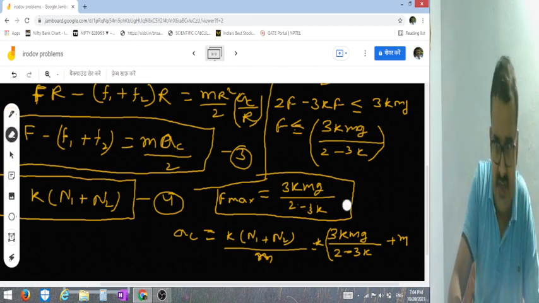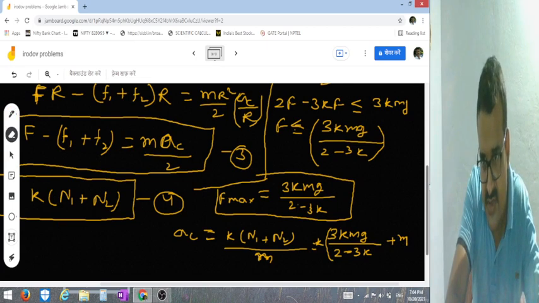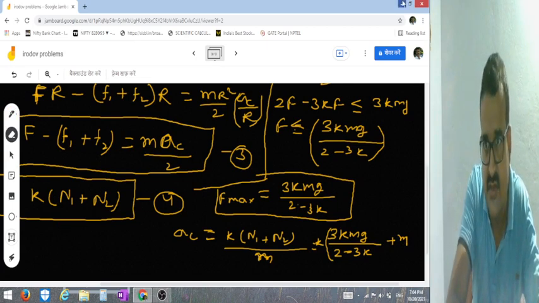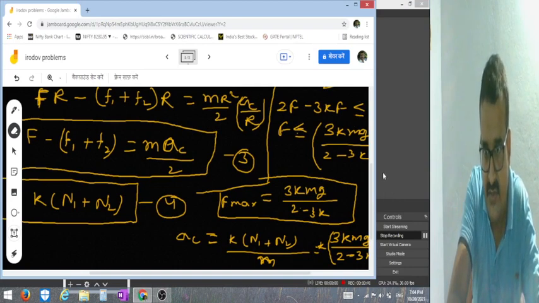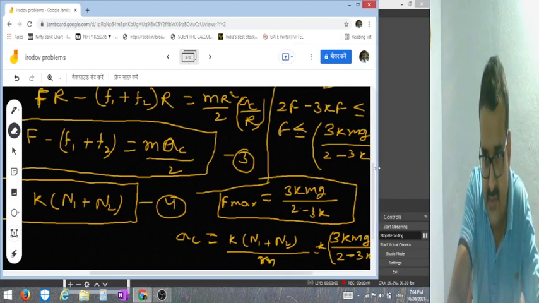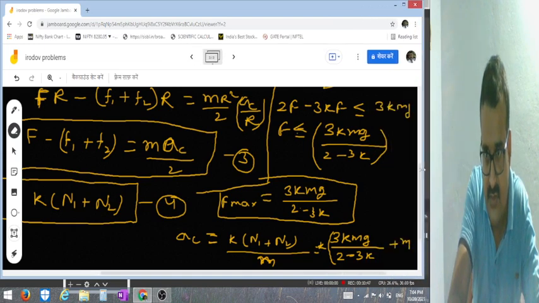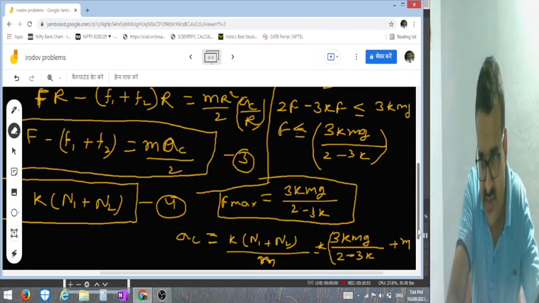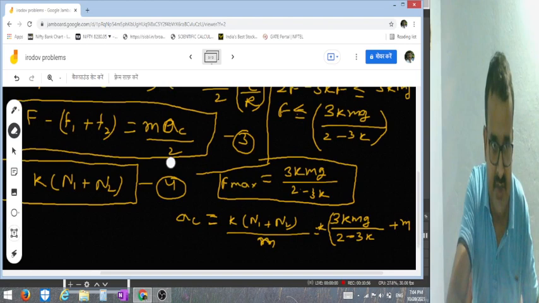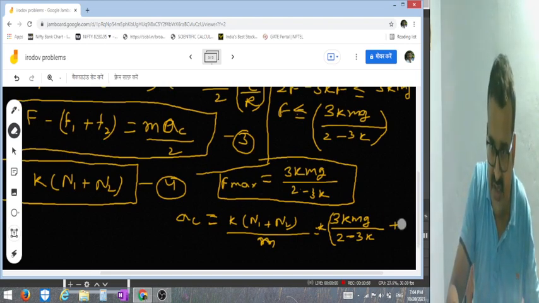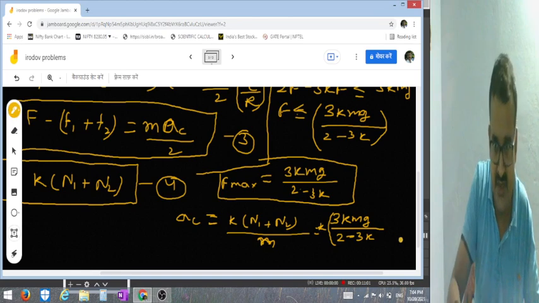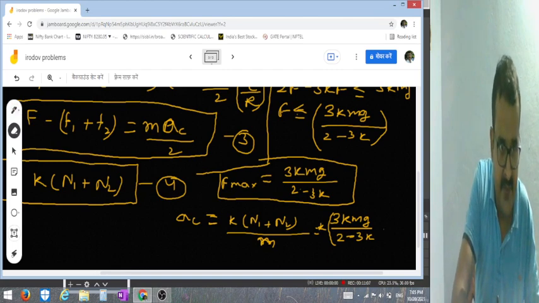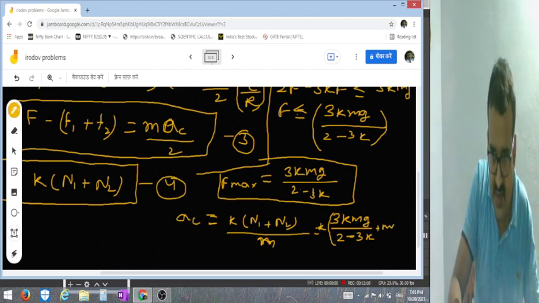wait, I'm getting some problem over here. Let me shorten the screen so that I can write over here. Okay, no problem, let us write that in this manner. I can write here, like that, (3Kmg plus mg) divided by m.